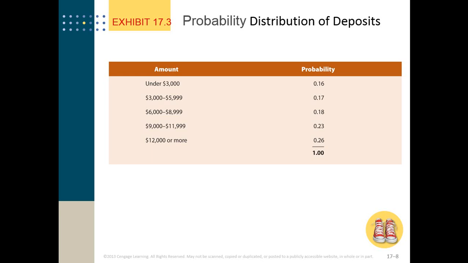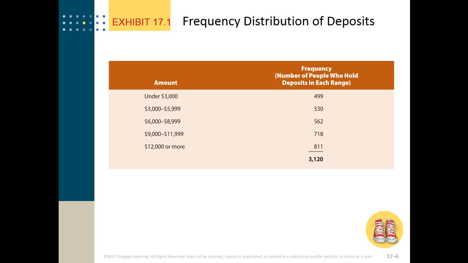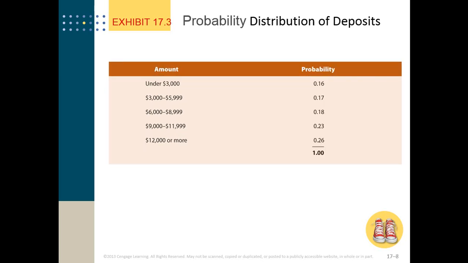And this is probability distribution. As I already said, probability distribution shows you the chance or the probability of a particular observation occurring. For example, in this case, as I previously mentioned, the total sample size was 3,120. Now from this 3,120, if you randomly pick one observation, what is the probability that the observation will belong to less than $3,000? There is a 16% chance.